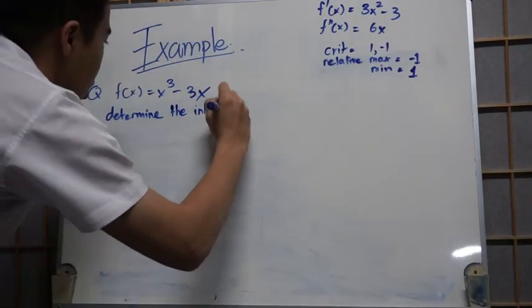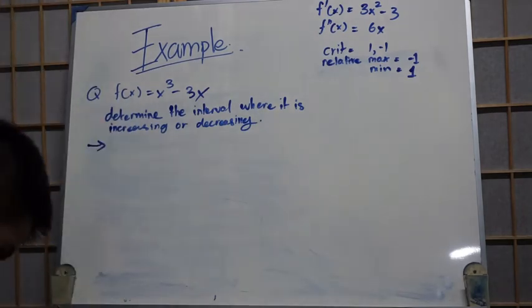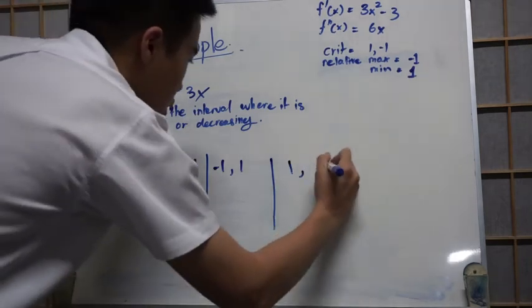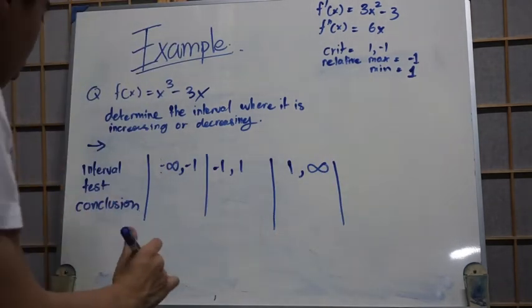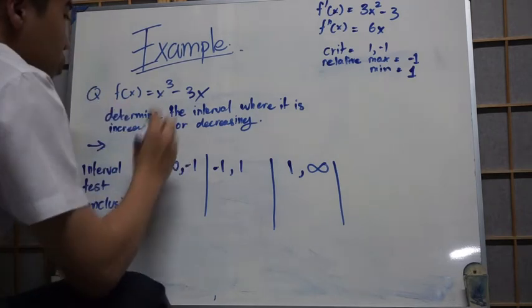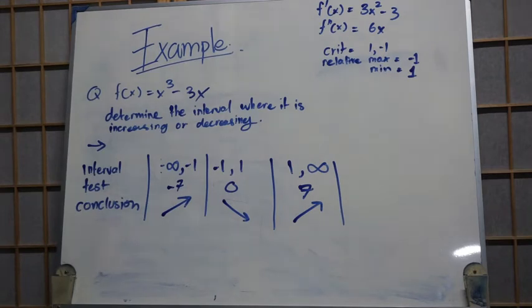The third question is to find the intervals. We know that the critical point is where the slope changes, so we create intervals as follows: -infinity to -1, -1 to 1, and 1 to infinity. Then we choose a number in each interval and plug it into the velocity equation. If the result is positive, the graph is increasing, and if the result is negative, the graph is decreasing.